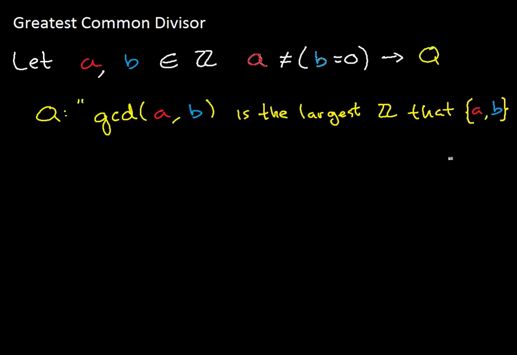Alright, so let's finish the quotations. So let A and B be integers, then as long as A does not equal 0 at the same time B equals 0, then the greatest common divisor of A and B is the largest integer that divides A and B. That divides A and B. Okay.